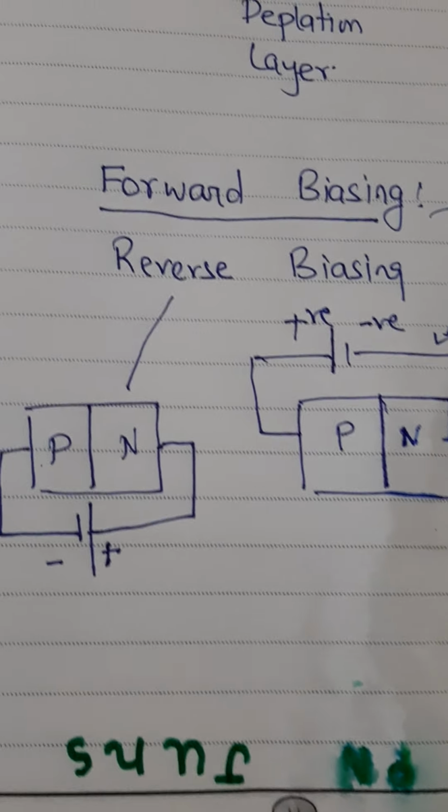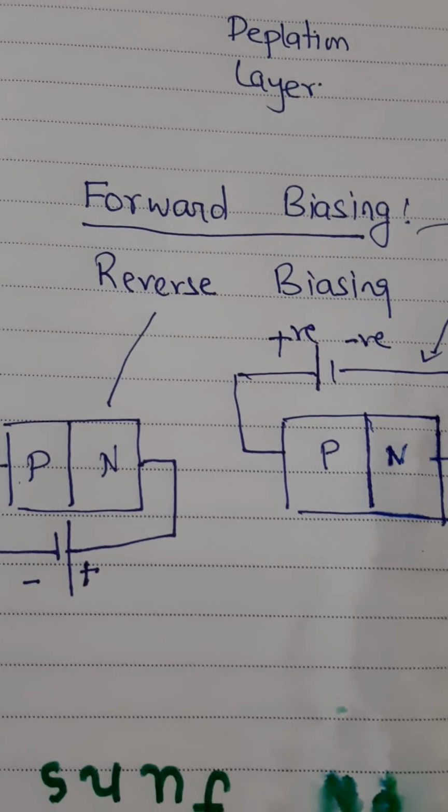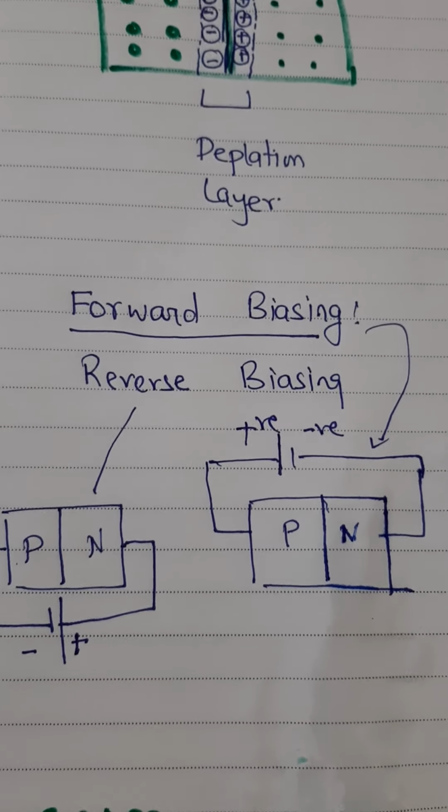So now in my next video I will show you the working of the PN junction diode in forward biasing and reverse biasing mode.